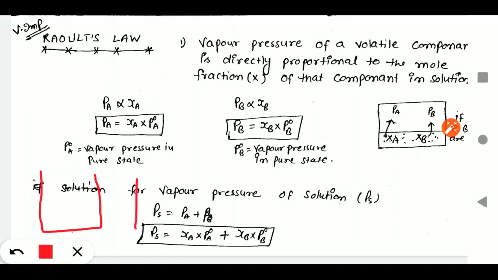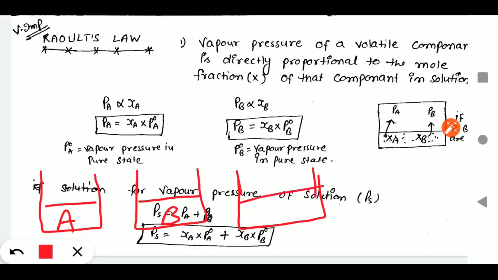This is the flask. I am taking three flasks. In the first flask only solvent is there, or you can say liquid A is there. In the second flask liquid B is there, and in flask C both liquid A and B are there. I am heating this content at T1 temperature, this one also at T1 temperature, and this is also at T1 temperature. All these are at T1 temperature.